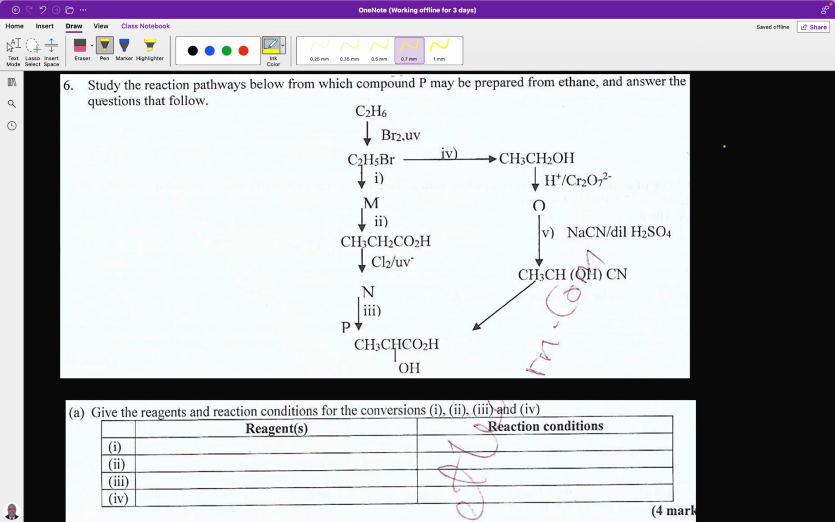Cyanide is CN. The CN is used as a nucleophile. That nucleophile will help to substitute our halogen, which is bromine. When the cyanide substitutes the bromine, there is an increase in a carbon atom. And that can be hydrolyzed by acid hydrolysis to a corresponding acid. So let's go ahead.